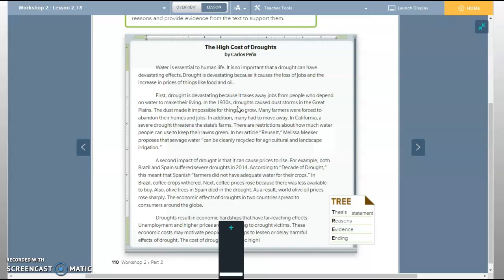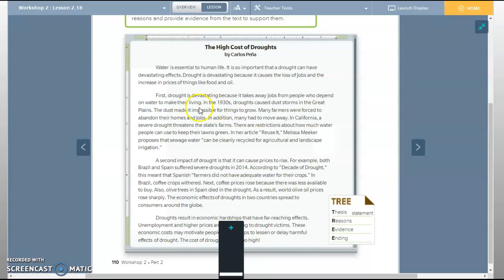In the 1930s, droughts caused dust storms in the Great Plains. The dust made it impossible for things to grow. Many farmers were forced to abandon their homes and jobs. In addition, many had to move away. In California, a severe drought threatens the state's farms. There are restrictions about how much water people can use to keep their lawns green. In her article, Reuse It, Melissa Meeker proposes that sewage water can be cleanly recycled for agricultural and landscape irrigation.